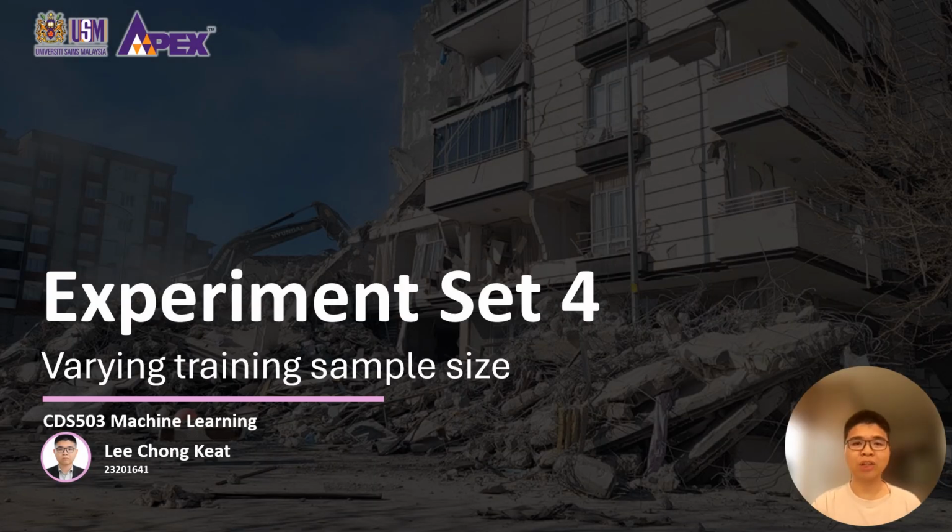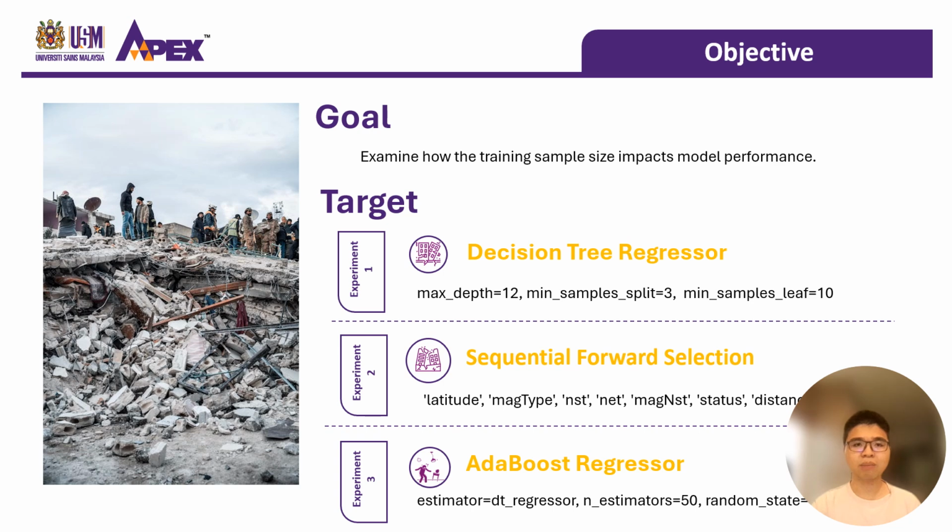Today I would like to share about the experiment set for variant training sample size of the equimetric predictions. The goal of experiment set 4 is to analyze how the training sample sets impact the model performance. Experiment 4 will conduct 3 validations using the different training sample sets.